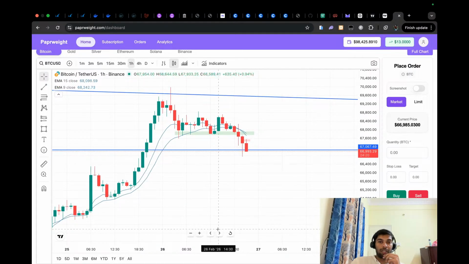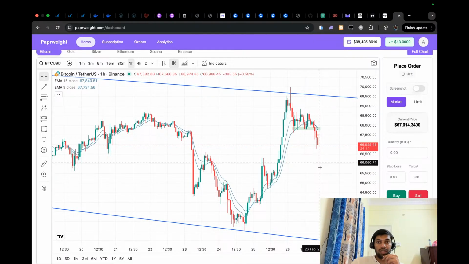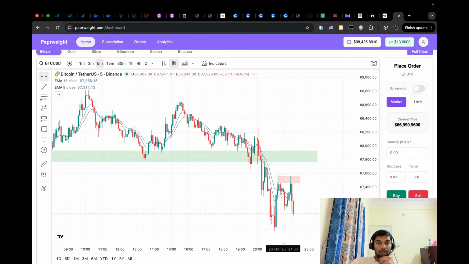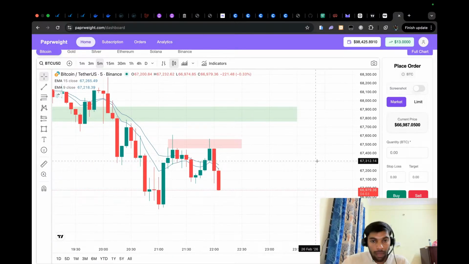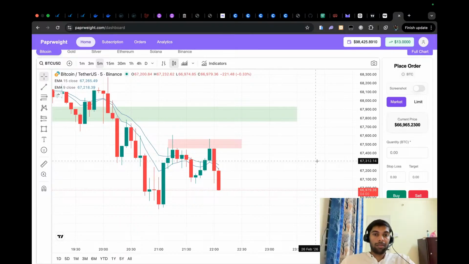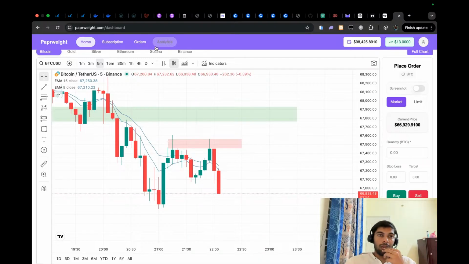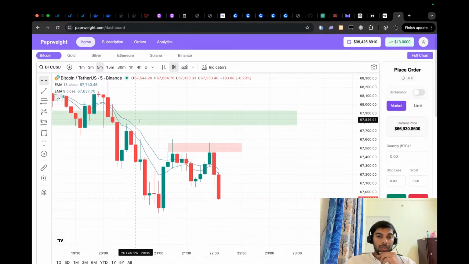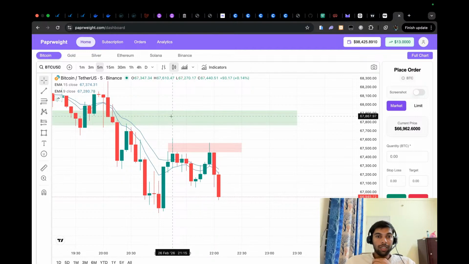At the 1 hour time frame, you can see that the market is super bearish. Let me remove this, this is unnecessary. I think we missed the trade in Bitcoin. We should have shorted again at this area. But it's fine. Let's see.